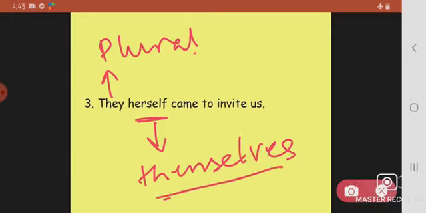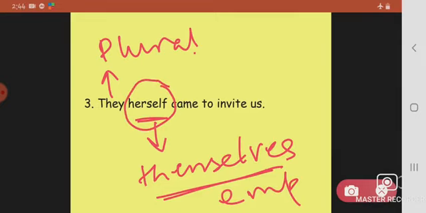Now, which pronoun is this themselves? Which compound pronoun is this? If we remove themselves from the sentence, it will be like, they came to visit us, which makes complete sense. It's a complete sentence, yes. So hence it is an emphatic pronoun, right? Here this compound pronoun is used just to put emphasis. So it is an emphatic pronoun, and even if we remove it, the sentence will make complete sense.